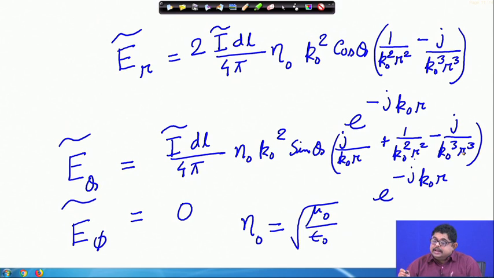That means, I can say that the E r component has an induction term, this one is called the induction field. E theta component also has an induction field. E r component does not have a far field, E theta component has a far field component, but both of them have one more term that is varying as 1 by r cube. So, let us see those fields more closely.